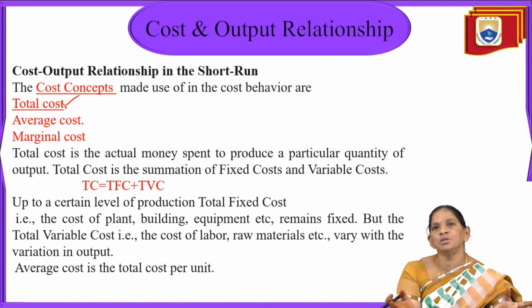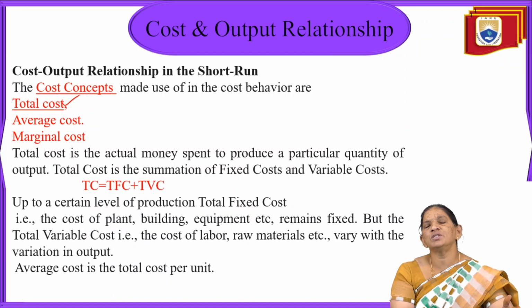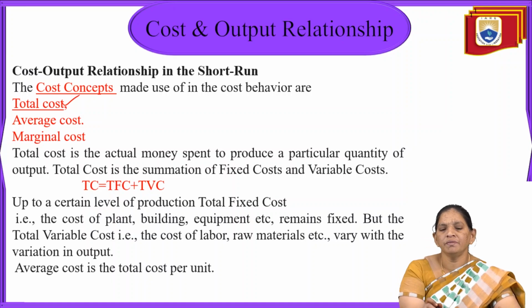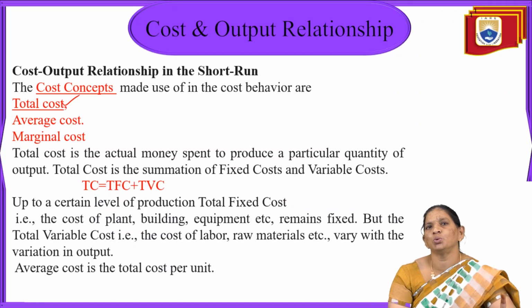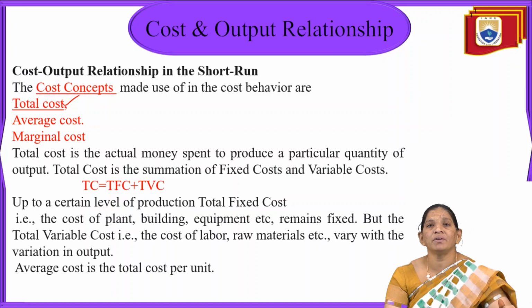The costs are divided into two types, as we have already seen. One is fixed cost and another one is variable cost. Fixed cost is fixed for a particular capacity. Variable cost varies according to the units. So the total, where we combine the total fixed and variable cost, we will call it total cost. And we have another concept which we will call average cost.